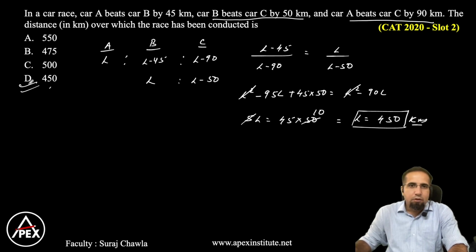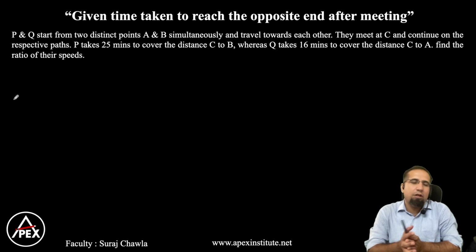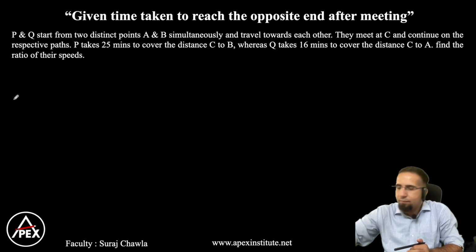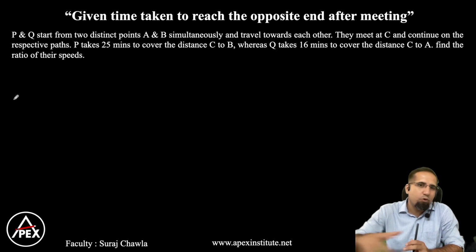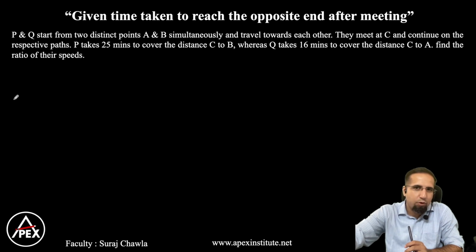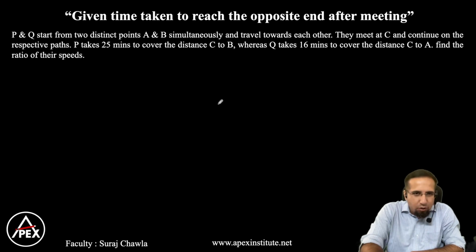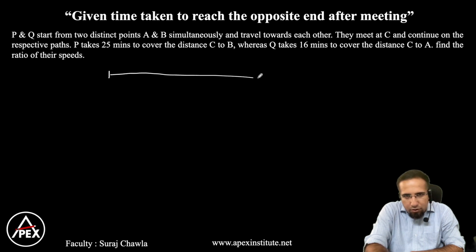Right? Now let's look at another model that we are looking at here, given the time taken to reach the opposite end after meeting. Let's take a simple example to understand this. P and Q start from two distinct points A and B and travel towards each other. They meet at C and continue their respective paths. P takes 25. So P and Q start together. Now these are the hints. Two bodies start together and two bodies meet. Let's say these are the points A and B. P and Q start simultaneously.